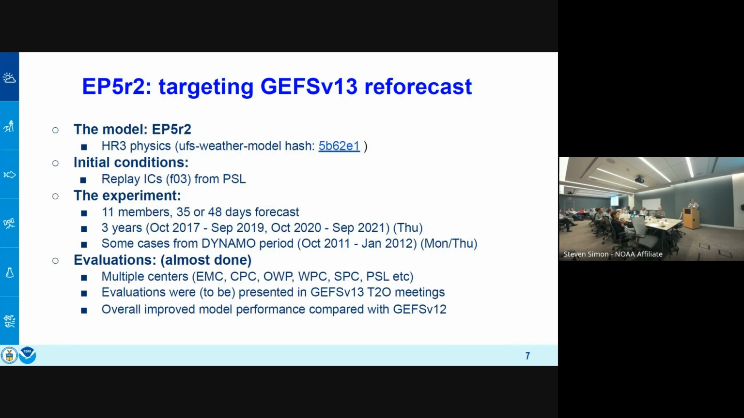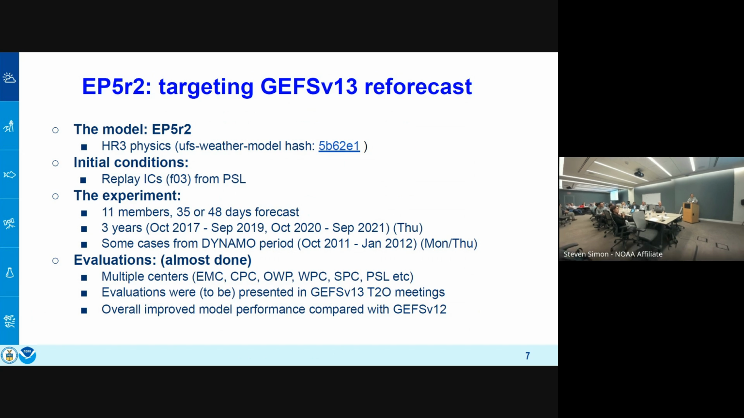So this EP5R2 is very likely going to be the last ensemble prototype for GEFS 13, and this is targeting the GEFS 13 reforecast. EP5R2 is based on HR3 physics. Our model has here the initial conditions from DSL replay initial conditions, long start from F03. And we have 11 ensemble members.